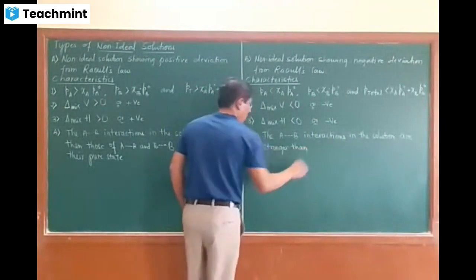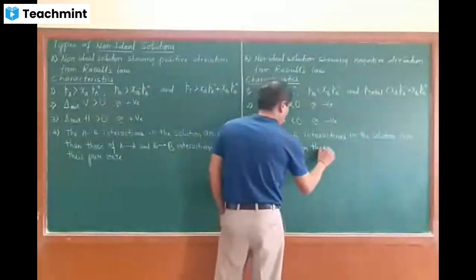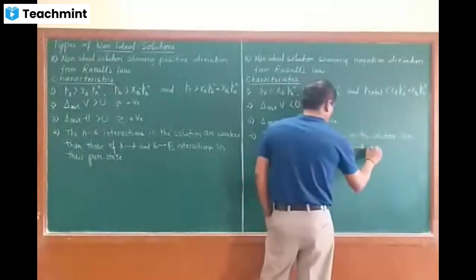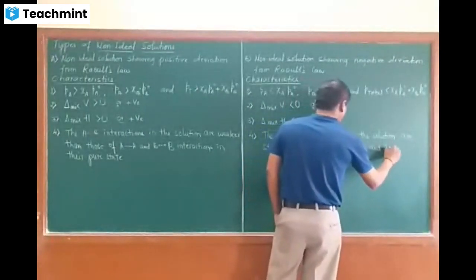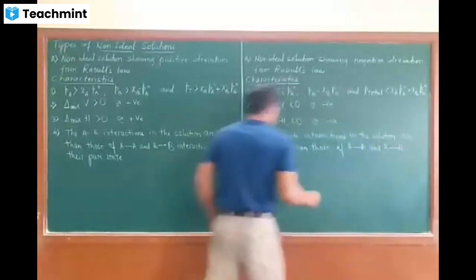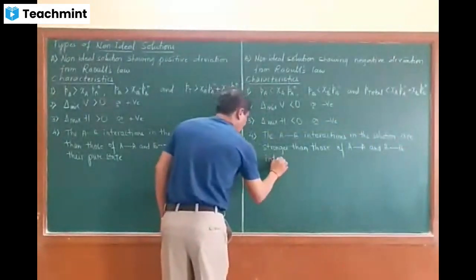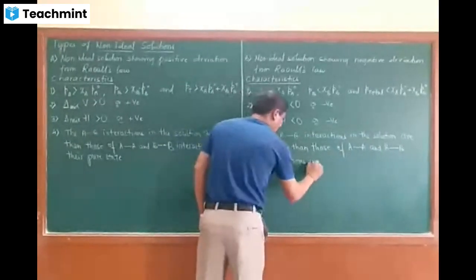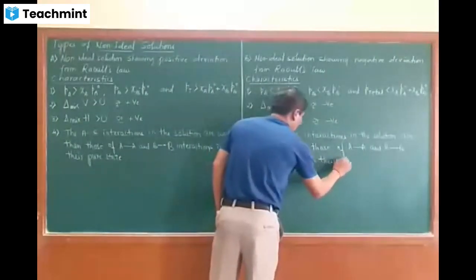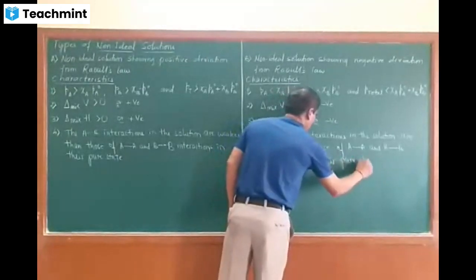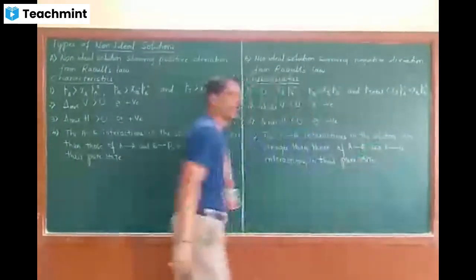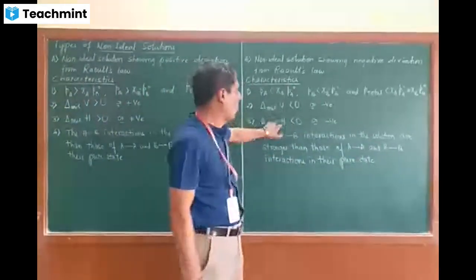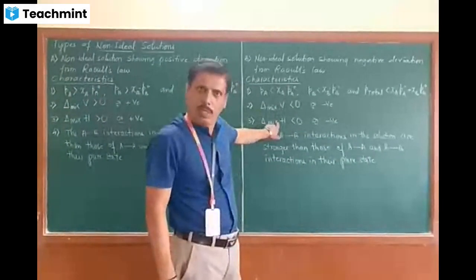than those of AA and BB interactions in their pure state. See, is it clear? So interactions are strong over there. We are going to observe these two characteristics here also.